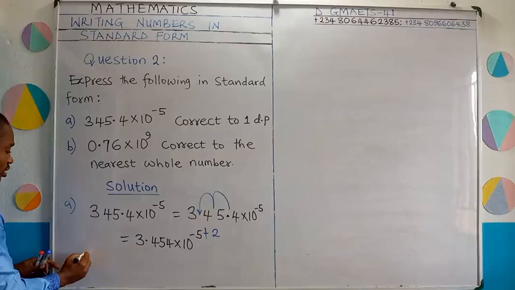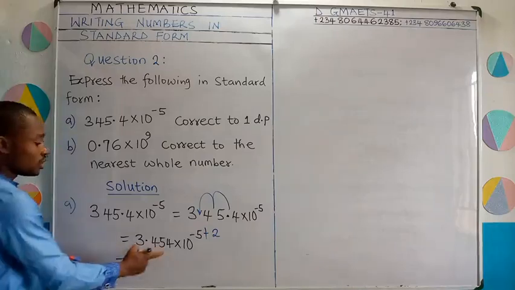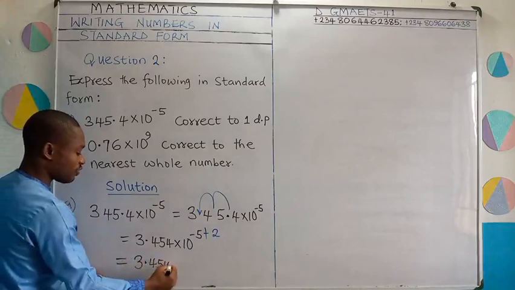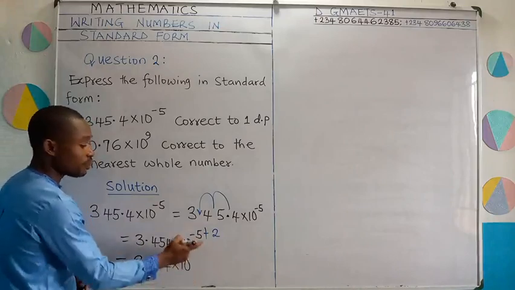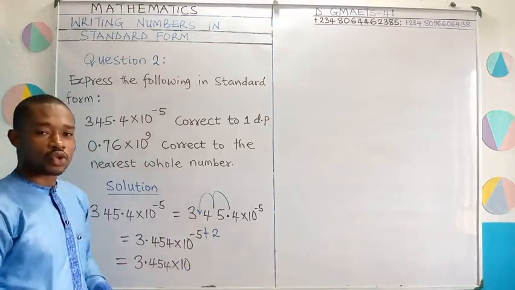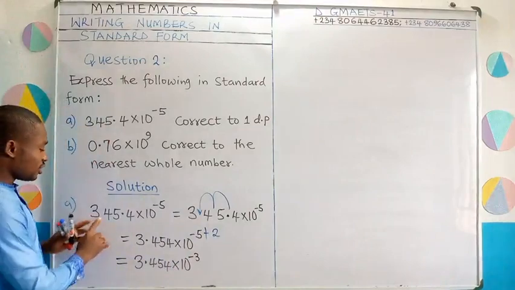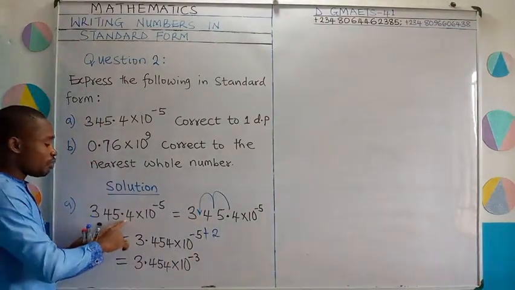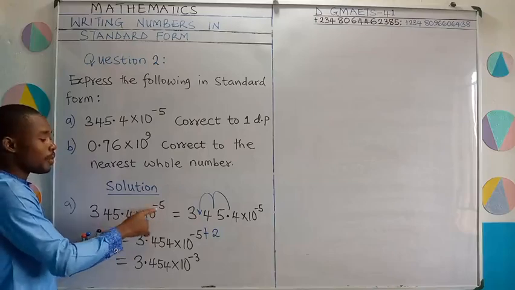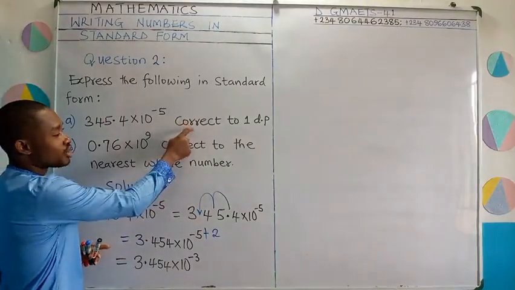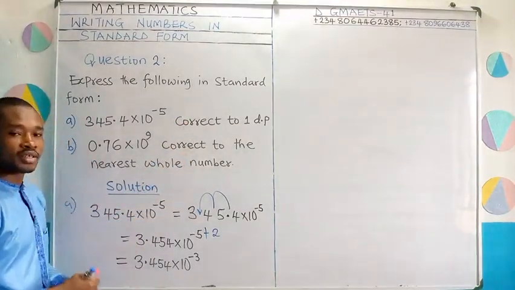Concluding, this is going to give me 3.4445 times 10 raised to power minus 5 plus 2, which will give us minus 3. Now, I have written 345.4 times 10 raised to power minus 5 in standard form. But the question said I should correct it to one decimal place.